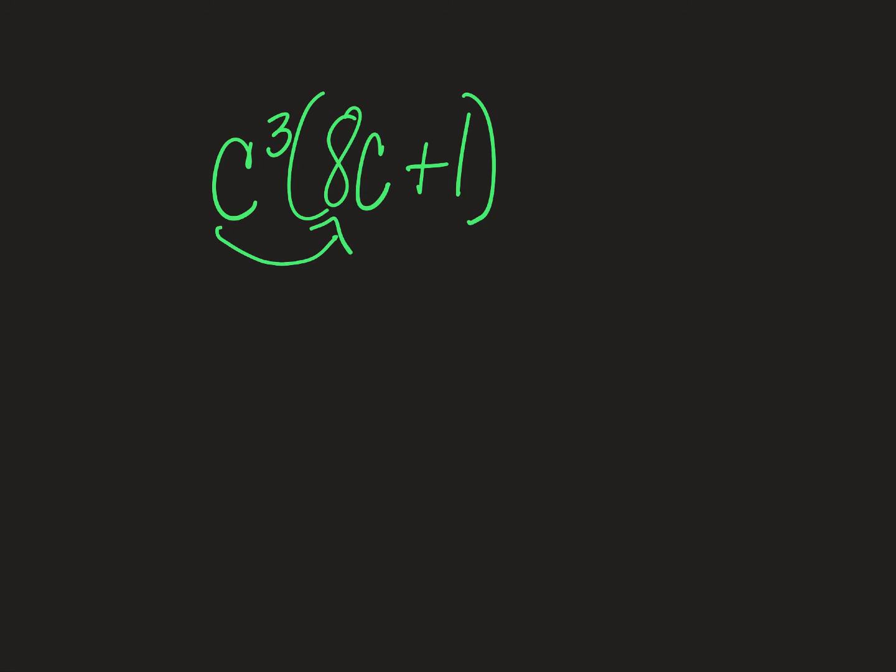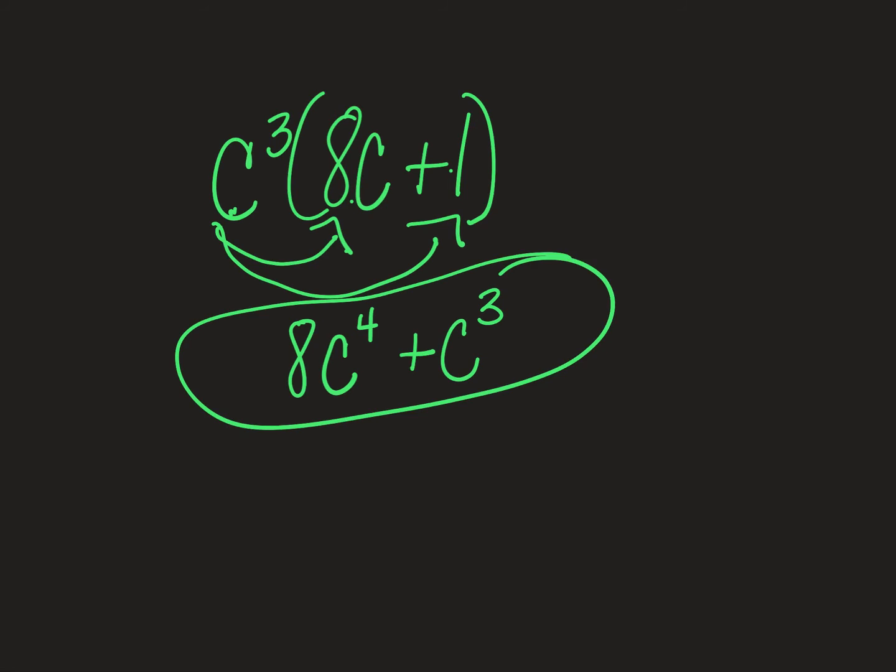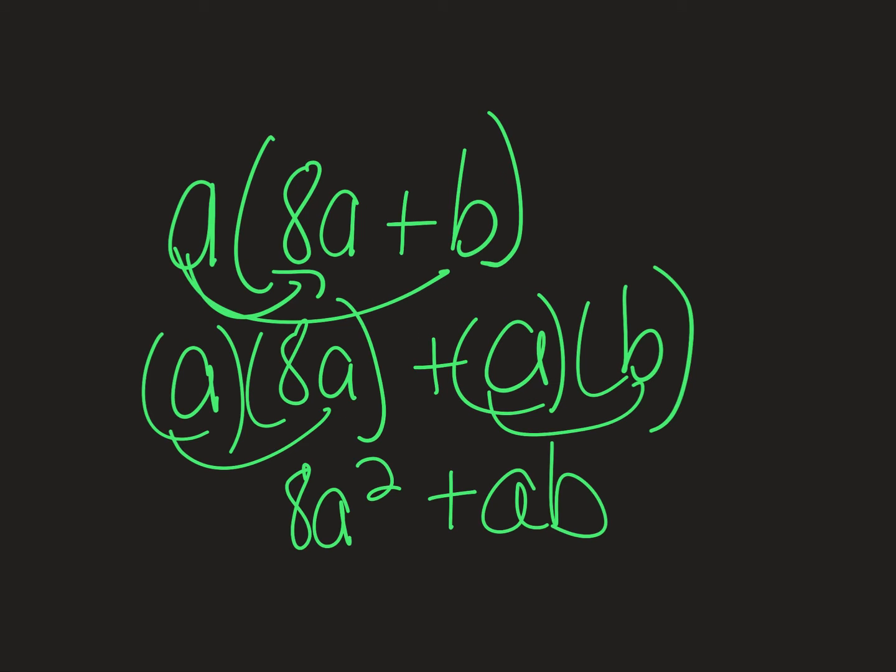c to the third times 8c, plus c to the third times 1. Solve and see what you got out here and see what we got. So c to the third times 8c would be 8c to the what? Fourth, because you add those, plus c3 times 1 is c3. That's your answer. Oh, I got c3 1. And if you did 1c3, that's still the same. Okay.